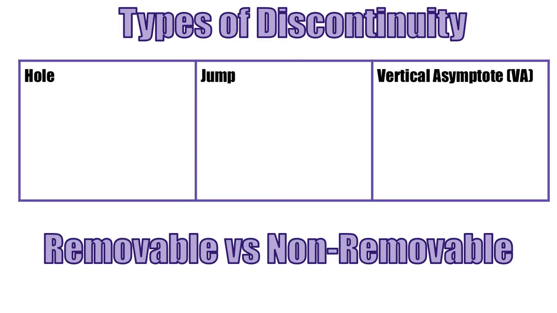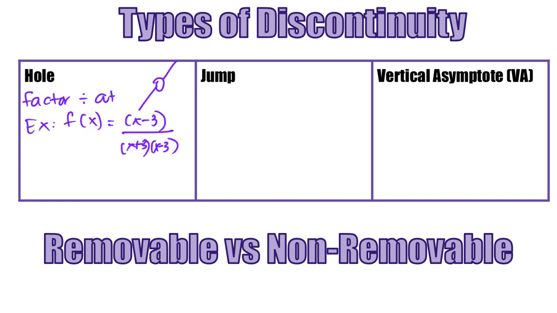The first type of discontinuity that we're going to talk about is a hole in a graph, and we've seen this in graphs before. What that means is there's an open circle, but the function from the left and the right just keeps going. So that just doesn't exist at that one particular value. What this looks like in a function is that we have a factor in the numerator and the denominator that divides out. So here's an example. If we have (x minus 3) over (x plus 3)(x minus 3), the x minus 3's are going to divide out, and that would create a hole in the graph.